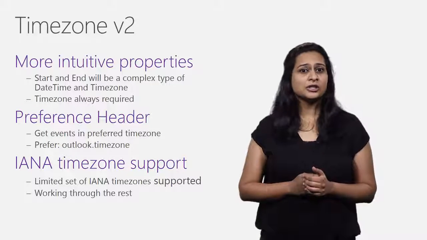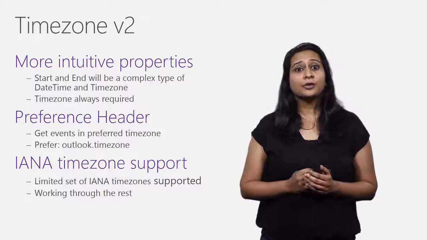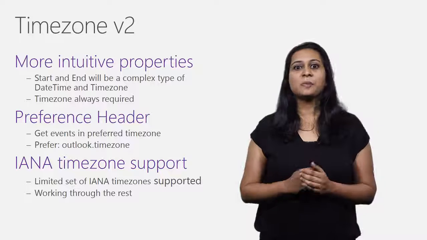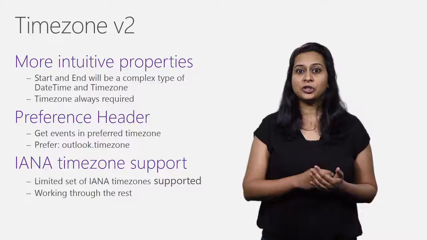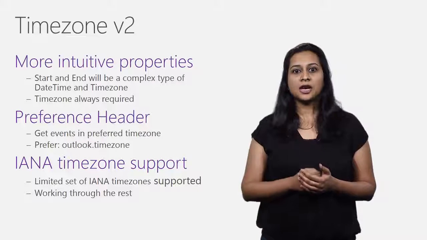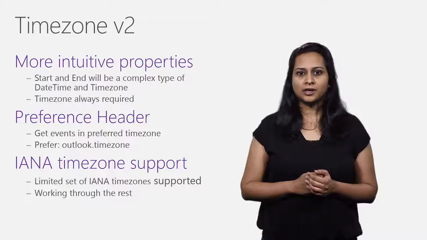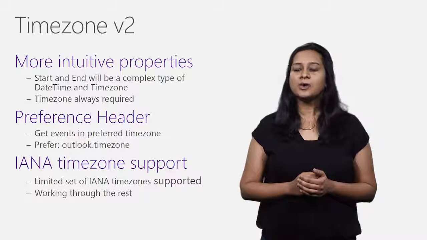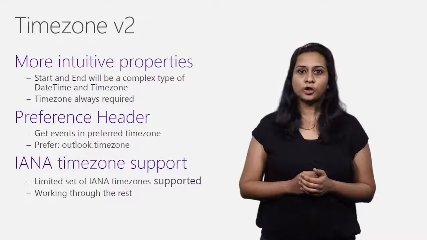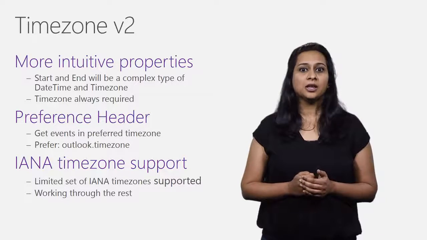We have also introduced support for apps to request events in the time zone of choice. So, if your app knows the user's time zone, specify it as a header in the GET request, and we will return the calendar start and end in the requested time zones. This is an optional header, and if it is not specified in GET calls, events will be returned in UTC time. At this time, only a subset of IANA time zones, otherwise known as Olson time zones, are supported by the API. We are working to add support for the rest of them as well in the near future.